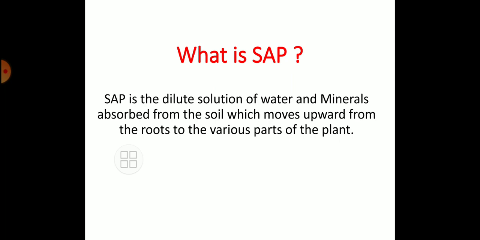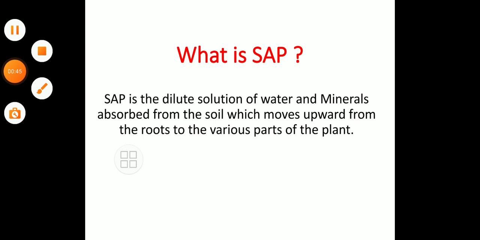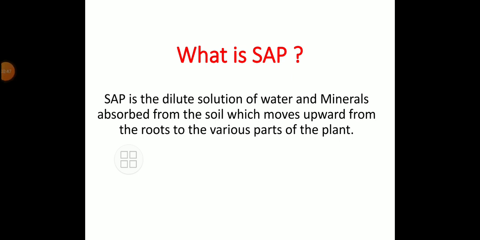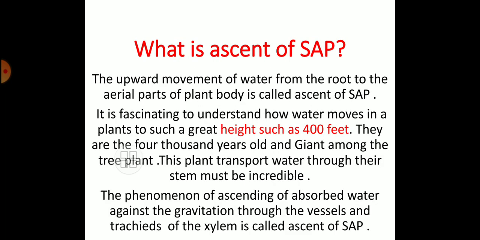Now, what is sap? Sap is the dilute solution of water and minerals that is absorbed from the soil, which moves upward from the roots to the various parts of the plant. So that is actually what sap is.